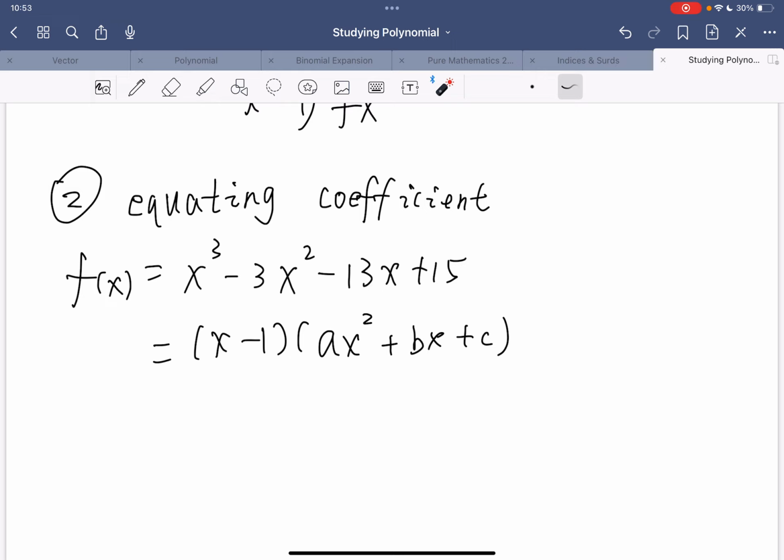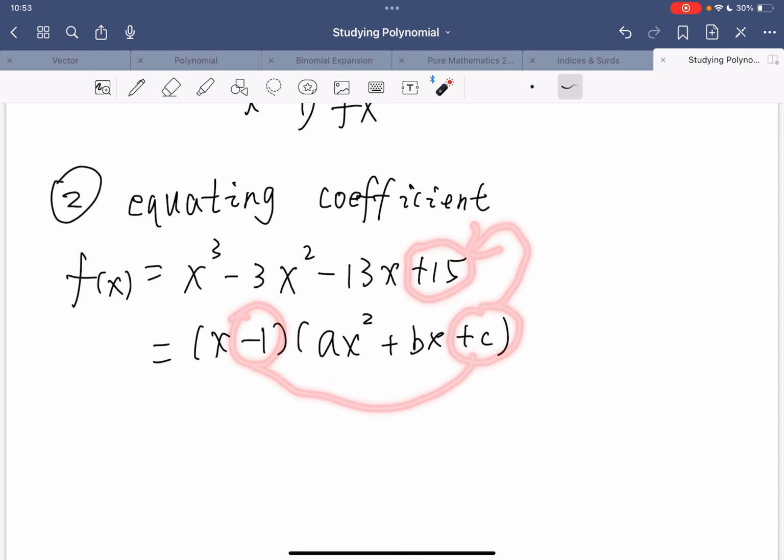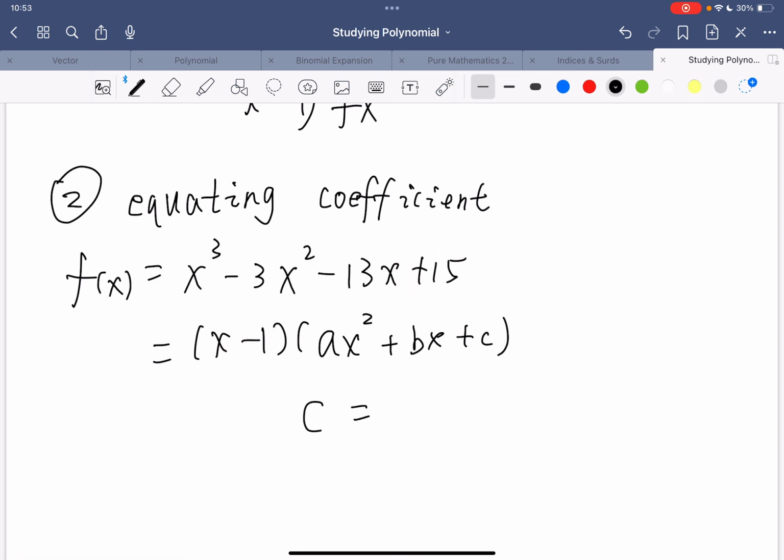which two terms multiplied can give us a positive 15? Only -1 and positive C, right? The other terms all include the variable x. So only these two multiplied together will give us a positive 15. That's why C has to equal -15. Then negative becomes positive 15. So C is found.